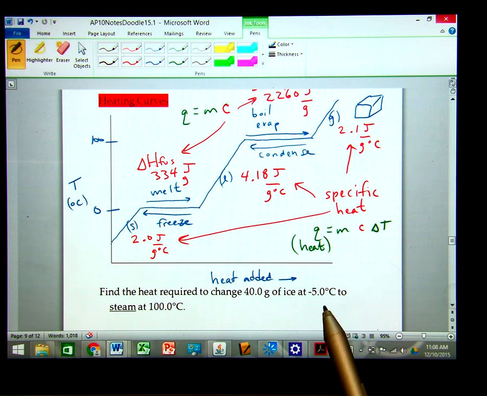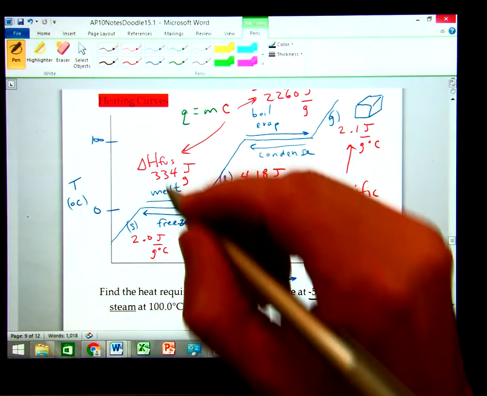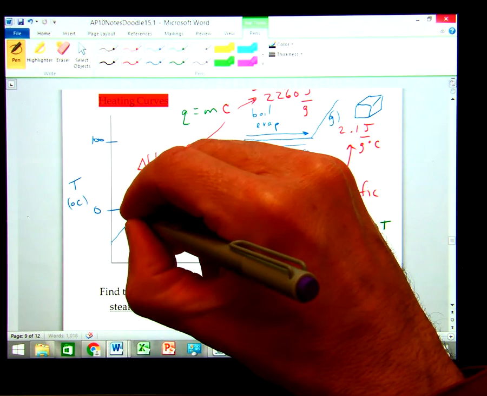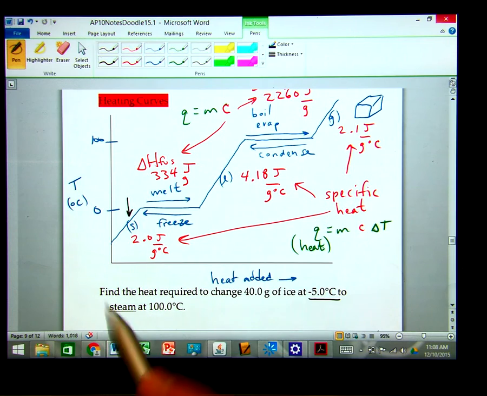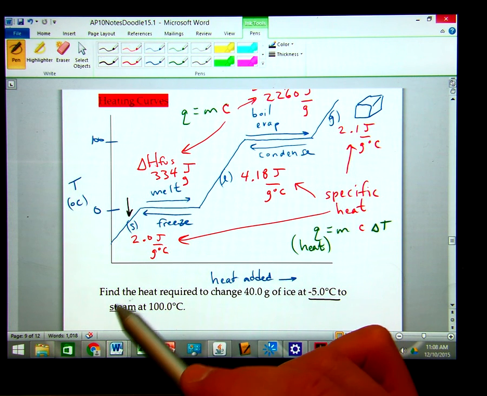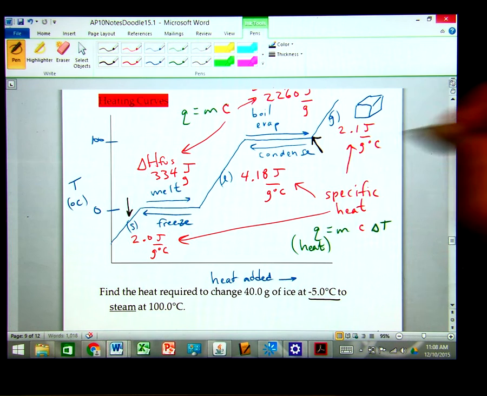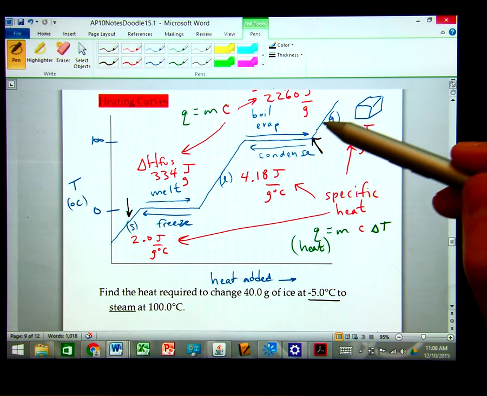So we're starting with an ice cube at -5 degrees. -5 degrees is definitely in zone 1, so we're starting right about there. I'm going to call this zone 1, 2, 3, 4, 5. Now we're going to be steam at 100. Steam, remember, is a gas. So we're gas at 100, which is going to be right here. That's between zones 4 and 5.